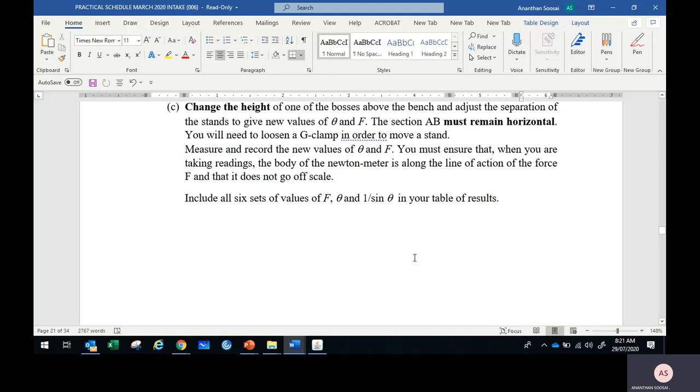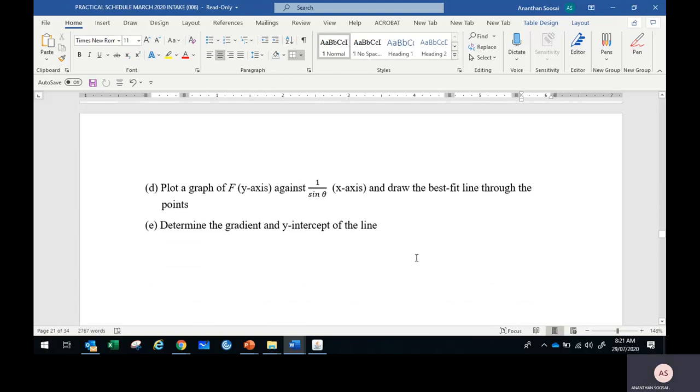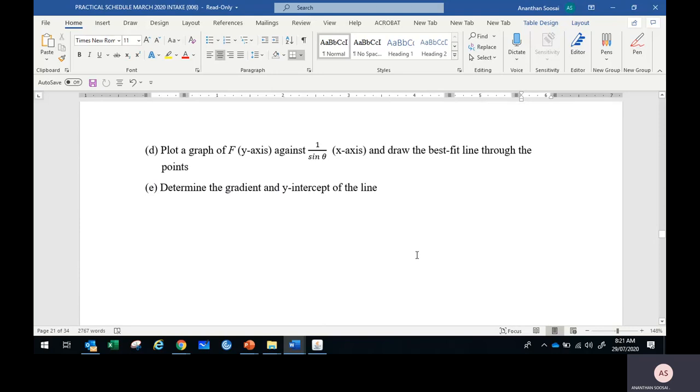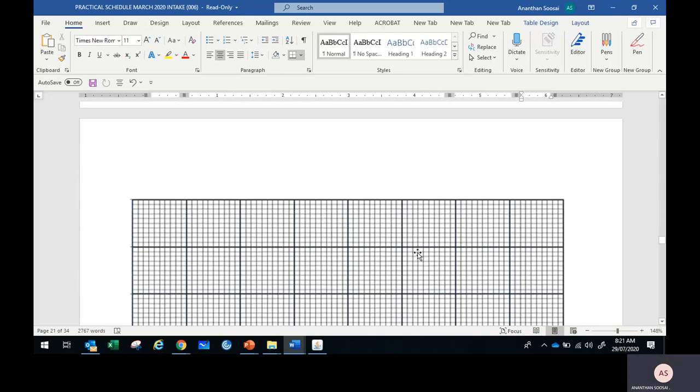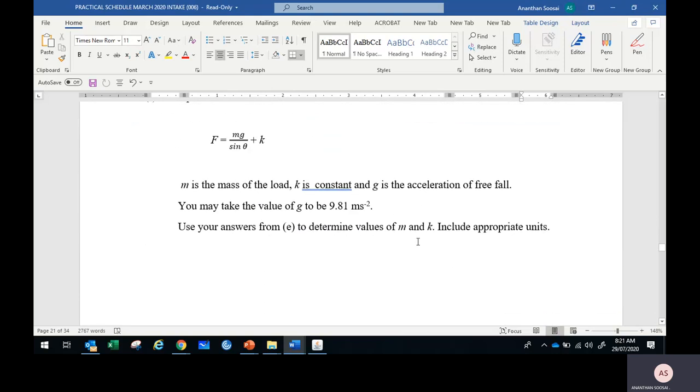Okay, so your table, the one I drew for you, the table is fine. Then plot a graph of F versus 1 over sin theta, and determine the gradient and the y-intercept. After you get your gradient and y-intercept, you find the load M. This is the equation given. The gradient of the graph should be equal to what? On the graph, y equals mx plus c, right? So x is 1 over sin theta, so the gradient should be mg, right?